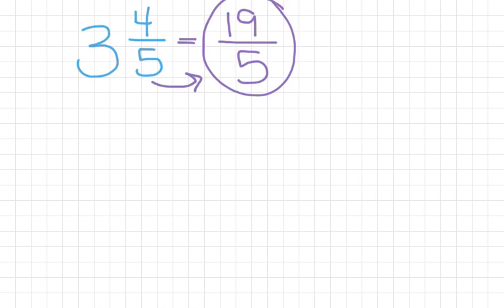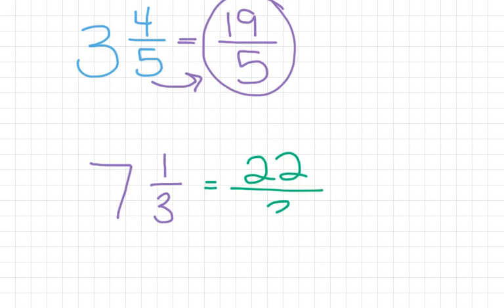All right, let's try another one. Let's do 7 1/3. Pause the video here, try it on your own, and then play again to check and see if your answer is correct. All right, here we go. So check your answer. We take the 3 times 7 is 21, plus 1 is 22. So our answer would be 22 thirds.